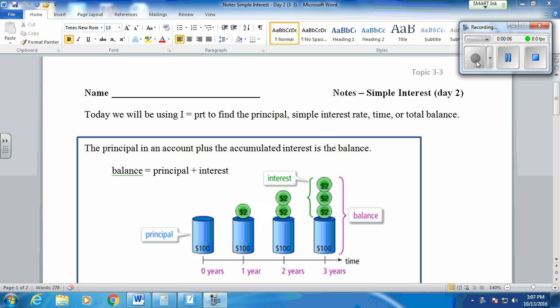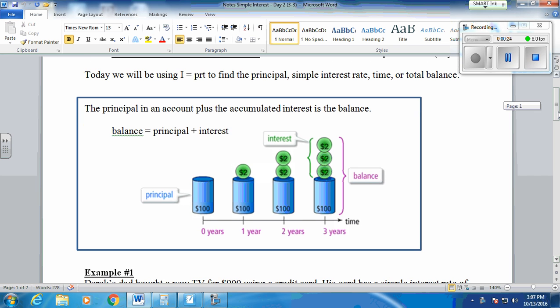So we are still going to be using the formula I equals PRT. Remember, P is the principal, R is the simple interest rate, time is in years, and then B is the balance, or total balance. That's going to be the new concept for today, talking about total balance. I mentioned this briefly in the video yesterday.